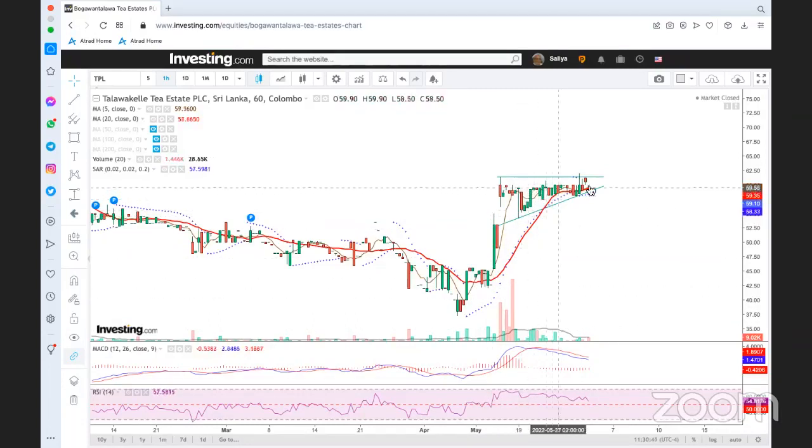And when there is a consolidation, normally the volumes are decreasing. The reason as to why the volumes are decreasing there is because the buyers, right, are accumulating.